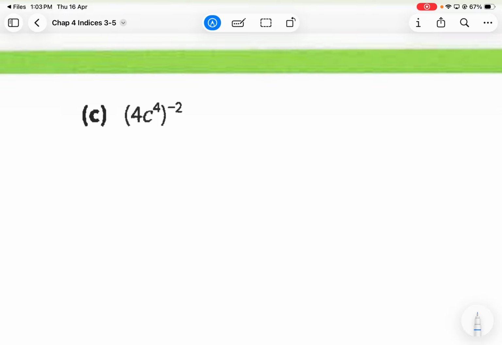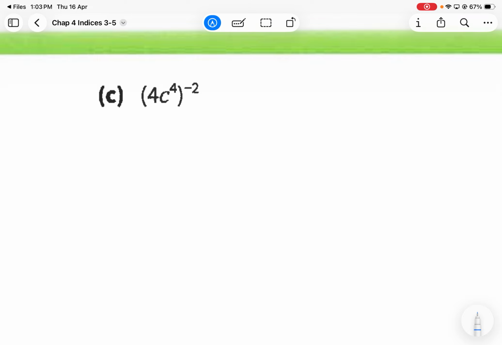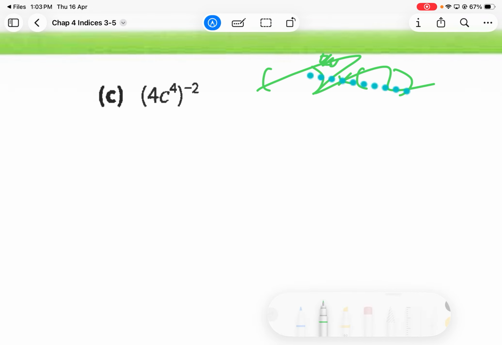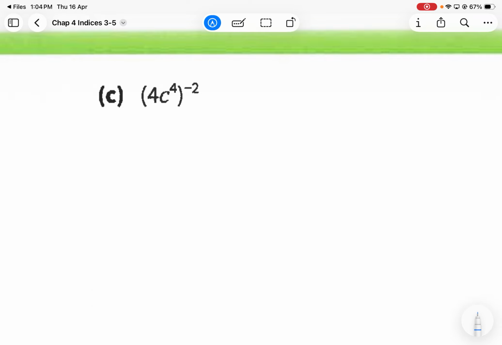Again, for those of you who don't remember or need to remind yourself: whenever I have a bracket with a power, it means the bracket multiplies by itself. So the power will be given to both the terms, both the factors inside the bracket. Okay?